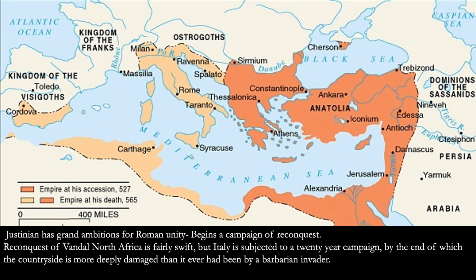And it's 20 hard-fought, miserable, destructive years, which ends up with crops destroyed, food shortages, towns leveled, things just a mess. And at the end of it, more damage was done to the Italian peninsula than had ever been done by a barbarian invasion. Justinian wrecks the place.